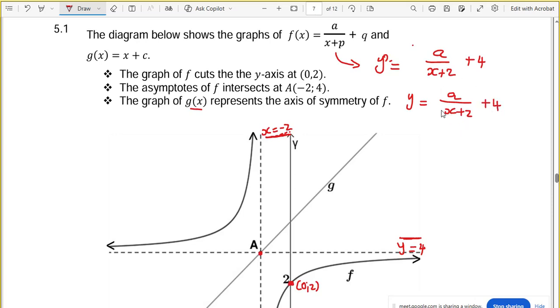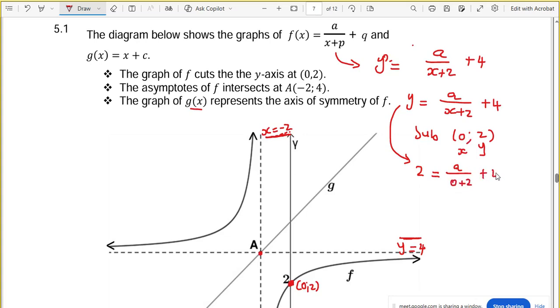What's next? Finding a. To find a, you can use any given coordinates on the graph, which is this point here, (0, 2). So we can just substitute. Already for doing this, you have 2 marks for substituting p and q. To find the remaining 2 marks, we're going to substitute in that (0, 2). Remember, this is your x value, this is your y. On this equation, where there's y, you put 2, and where there's x, you put 0.